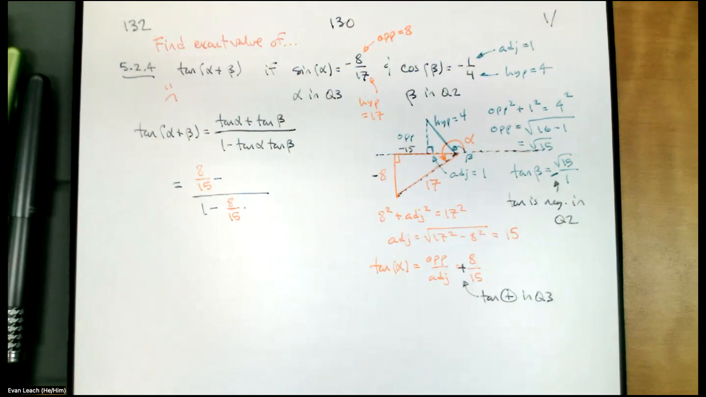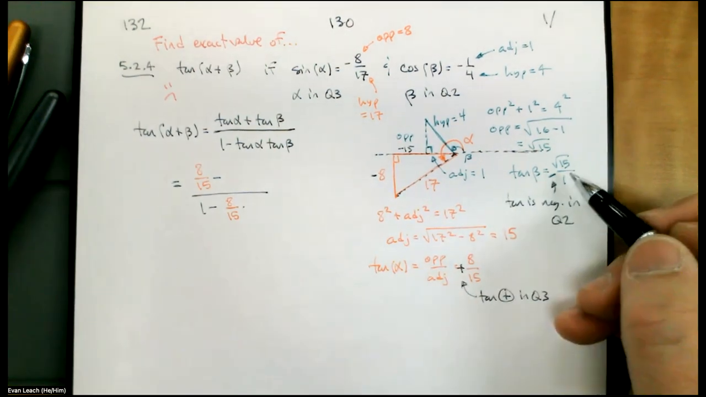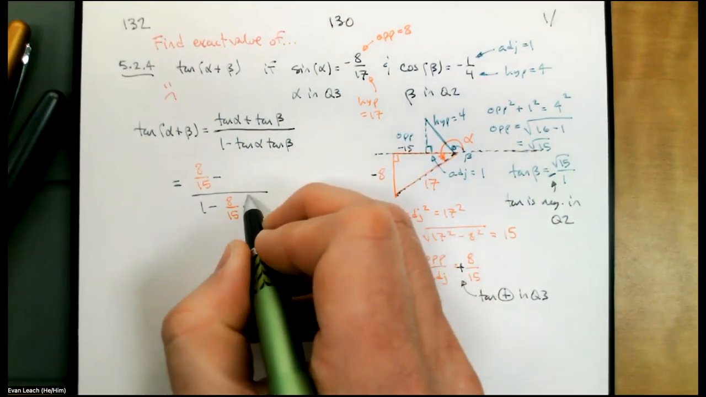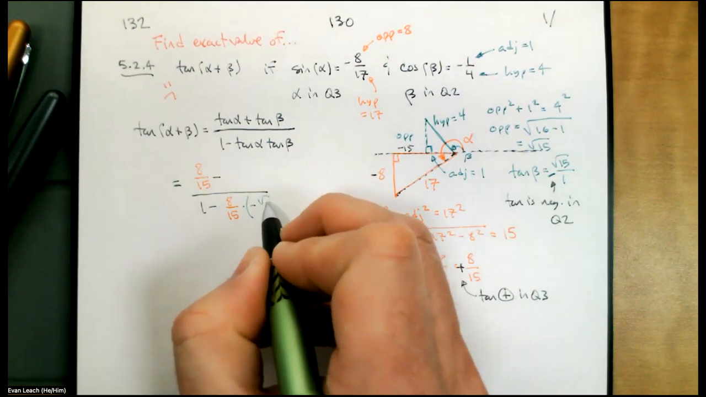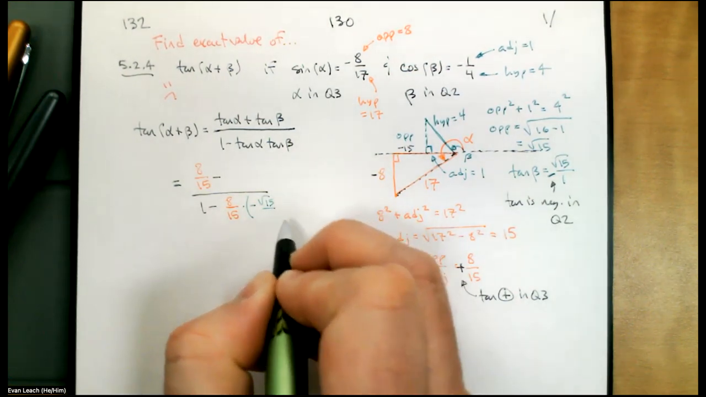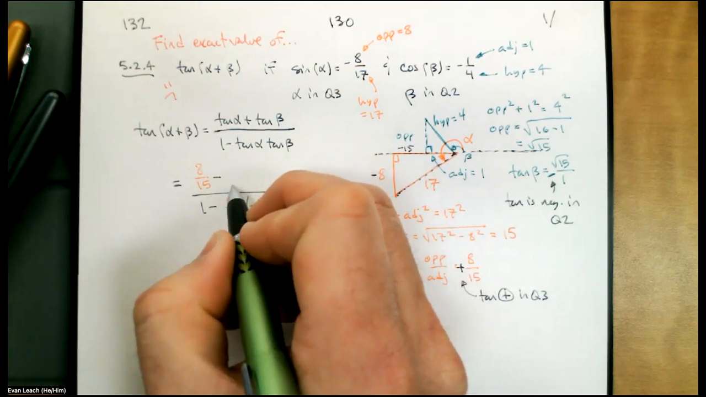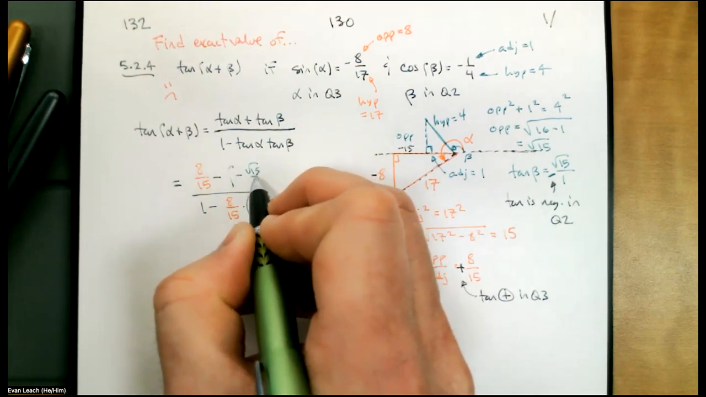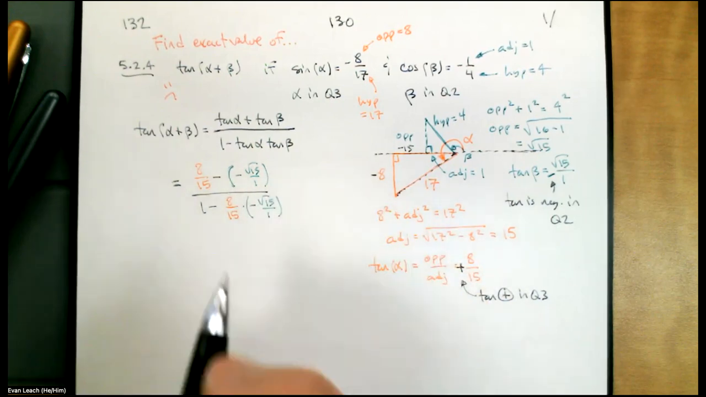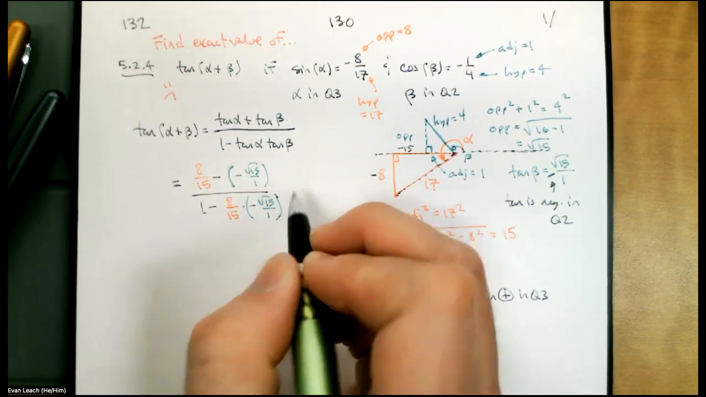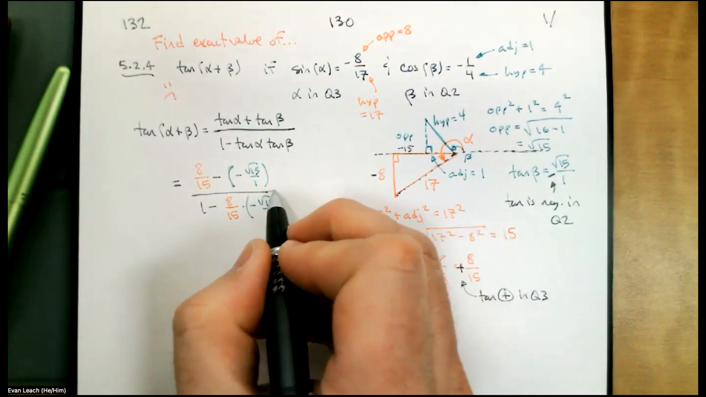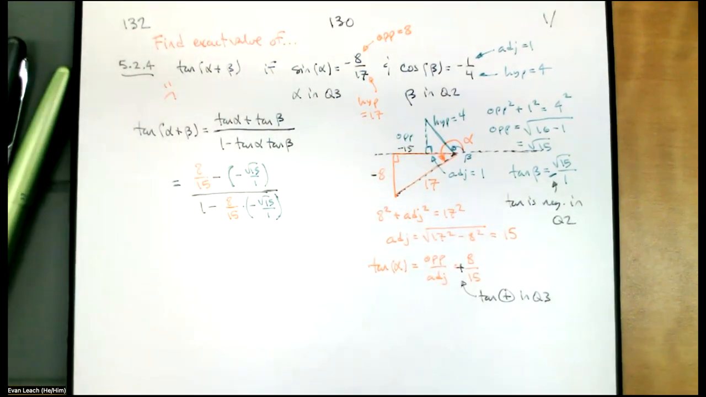So we can go to the end, or we can get the individual signs of our opposite and adjacent. So tangent of beta is negative √15 over 1. Any questions?